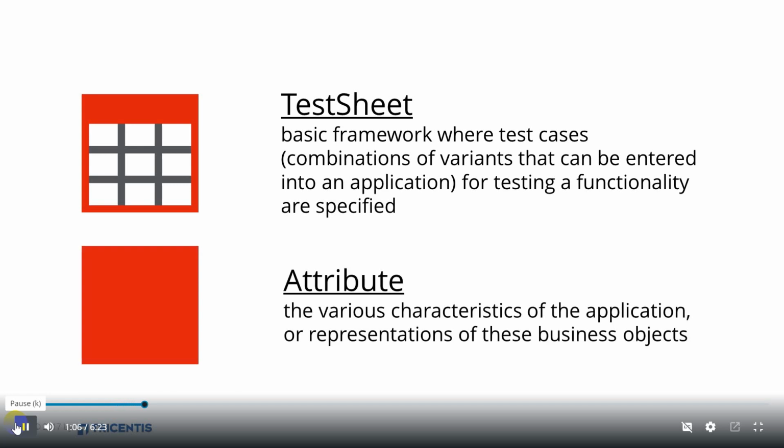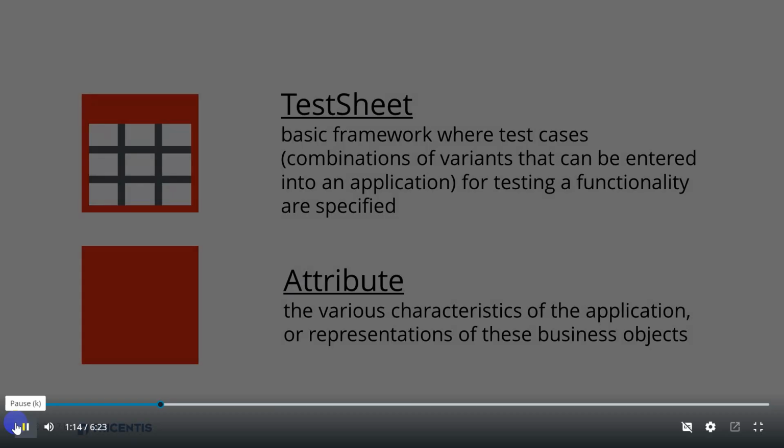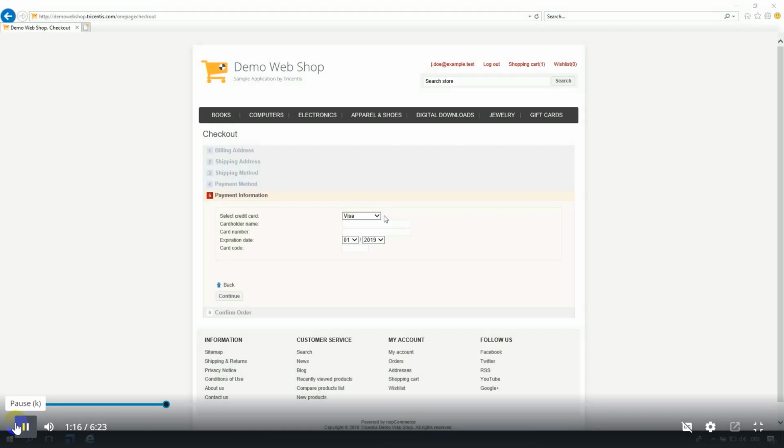Attributes are the various characteristics of the application or representations of these business objects. An example of an attribute in our sample application would be a credit card drop-down list. We would then add the variations of this attribute later as instances. For example, the types of credit cards we can choose from. For example, Visa, MasterCard, and so on. We will discuss instances in the next lesson, so for now we're going to stick to attributes.